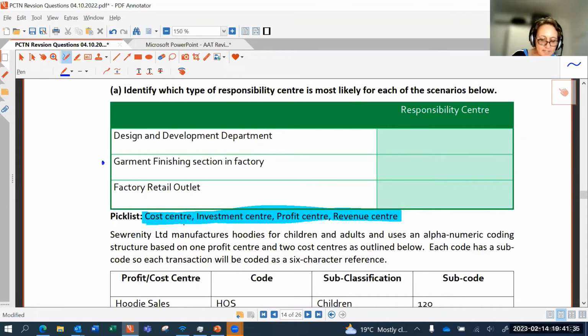So we're going to have a look at cost centre, and the reason we say cost centre is because it doesn't sell anything, does it? This garment section, the finishing bit, doesn't sell anything. So if it doesn't sell anything, it can't make any revenue. And if it doesn't make any revenue, it can't make any profit. And if it doesn't make any profit, then it can't make a return on its investment. So overall, the garment finishing section, I would say, is a cost centre.